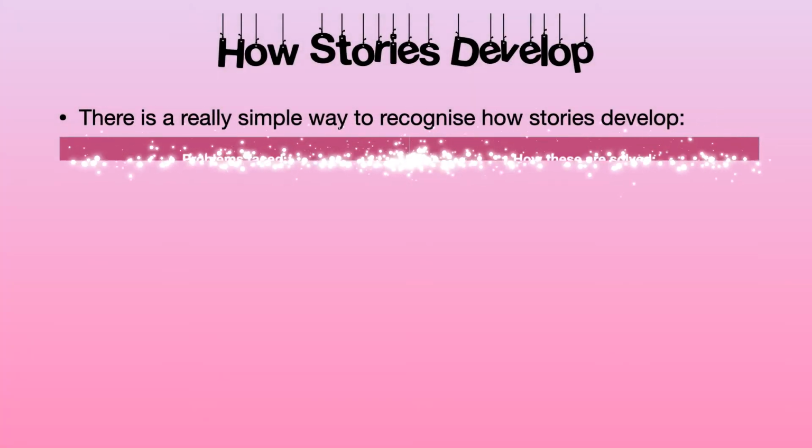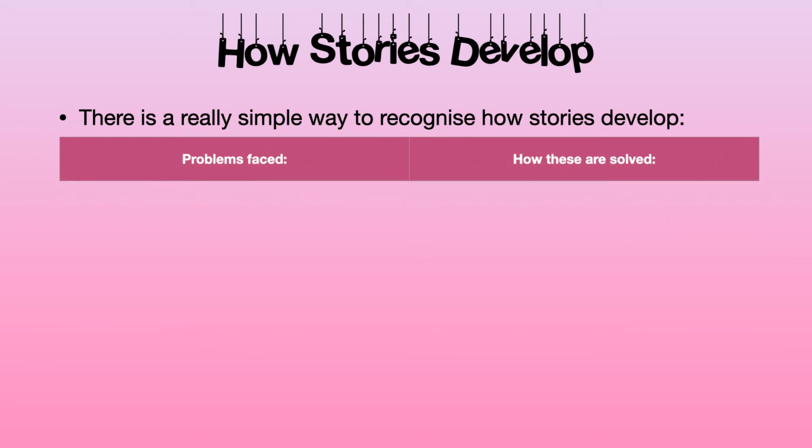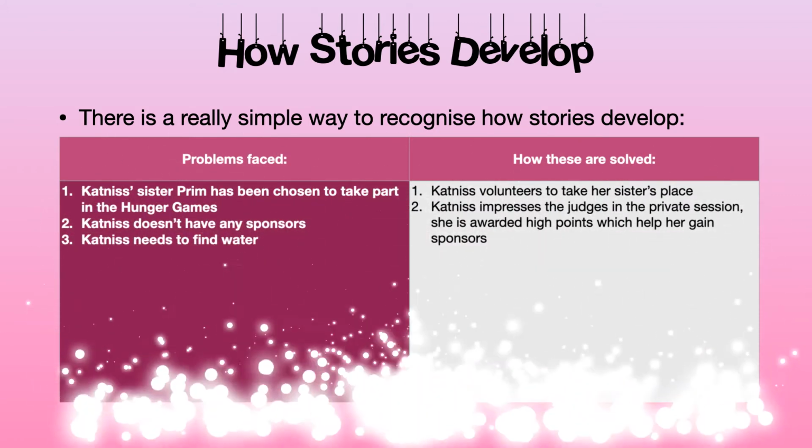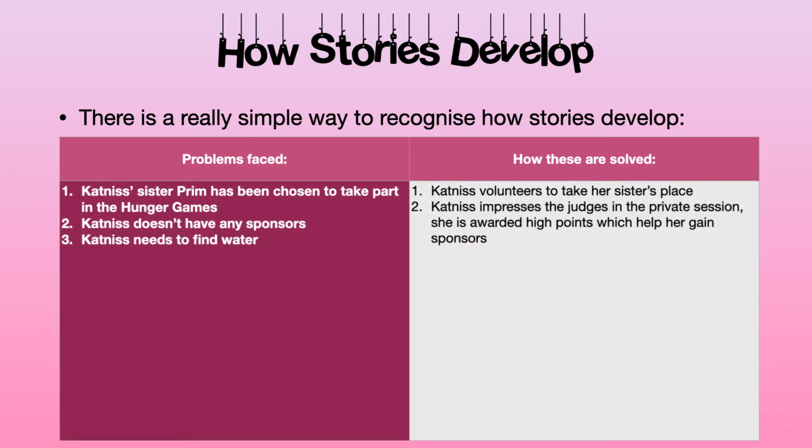So there's a really simple way to recognise how stories develop and to think about the structure in which that happens. If you have a table called Problems Faced and How These Are Solved. So if we think about the Hunger Games, one of the first problems faced by Katniss is that her sister Prim has been chosen to take part in the Hunger Games, and it's solved by Katniss volunteering to take her sister's place. Then the second problem Katniss has is that she doesn't have any sponsors. But this is solved by her impressing the judges in the private session and getting awarded high points, which help her gain sponsors.